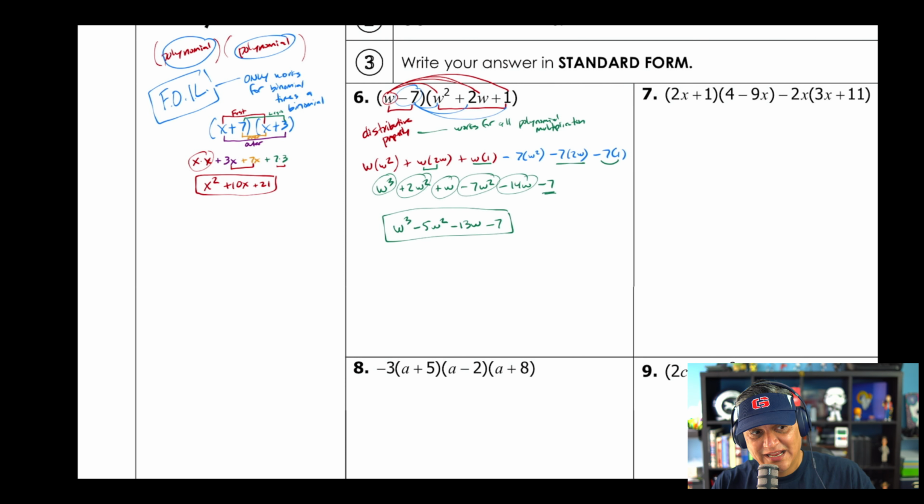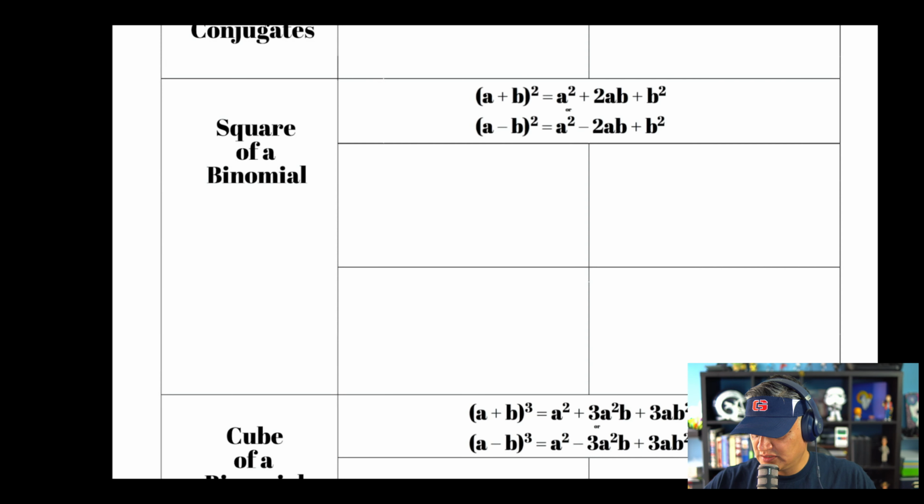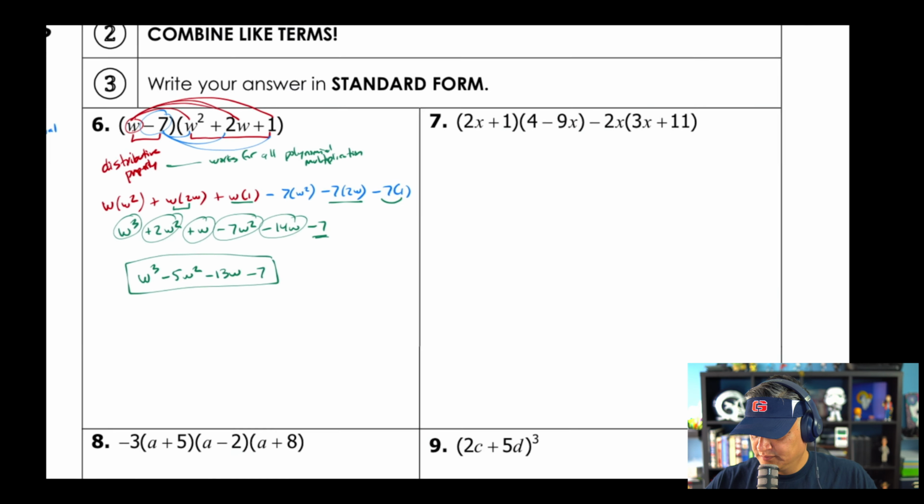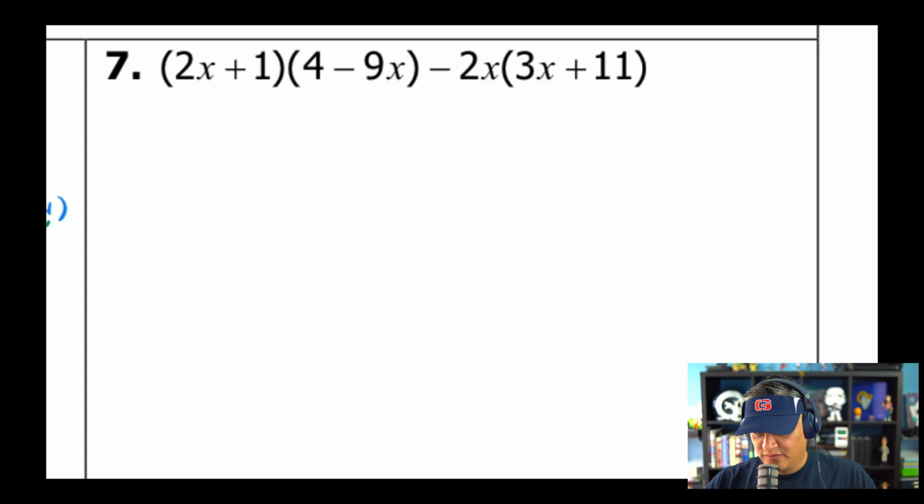Homework will be due tomorrow night because we haven't finished the notes, because I do want to go over the special products. And this will be your warm-up tomorrow, just a little clue.